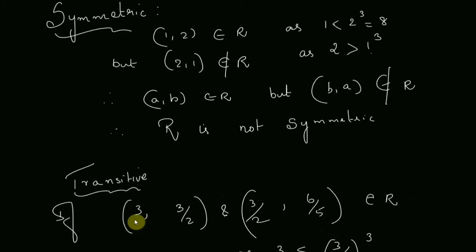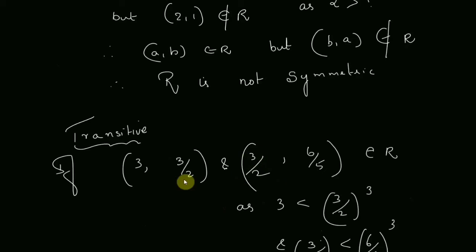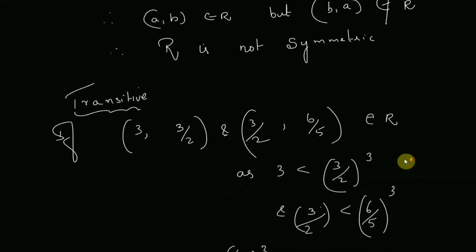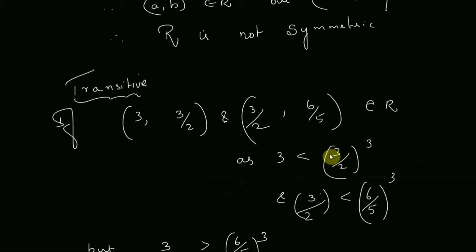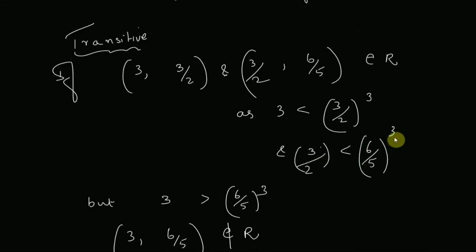Is it transitive? Let us take three numbers: 3, 3 by 2, some fraction I have taken, and another number, 6 by 5. Now (3, 3 by 2) belongs to R because 3 is less than 3 by 2 the whole cube, 27 by 8, which is 3 point something. So 3 is less than this number. Now take 3 by 2 and 6 by 5. Cube the second number, 6 by 5 the whole cube, 216 by 125. It will be greater than 3 by 2.